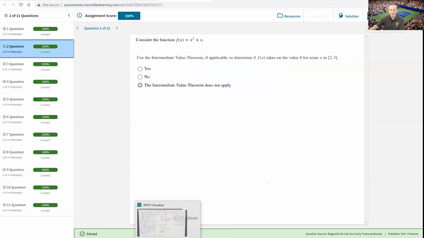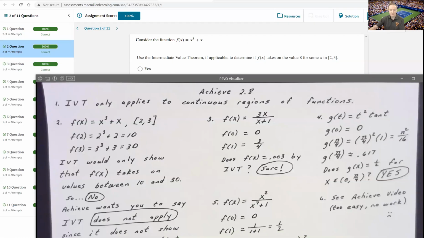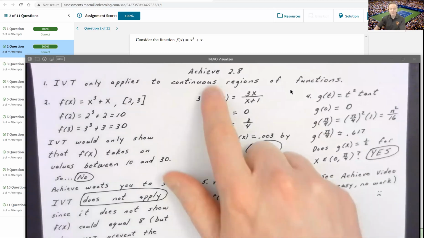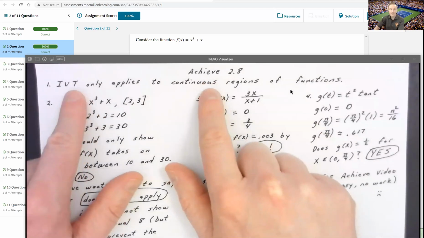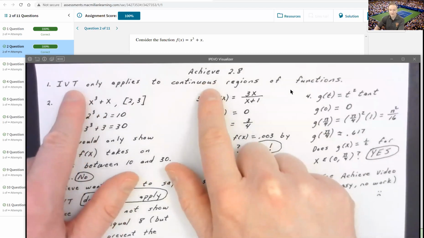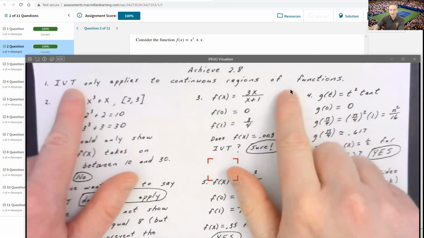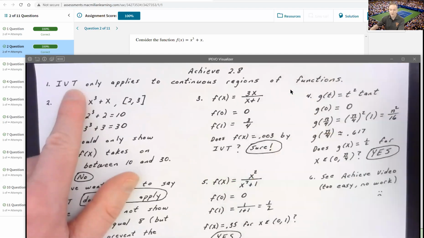Now, these are the ones where you're really not going to be able to show me that you understand the logic. So what I'm going to do is show you what I did in order to explain the intermediate value theorem in the problems. The first one I answered as I did because the intermediate value theorem only applies to continuous regions of functions. So I had to look at the functions that I had and only select the ones that were continuous on the interval 2 to 5.